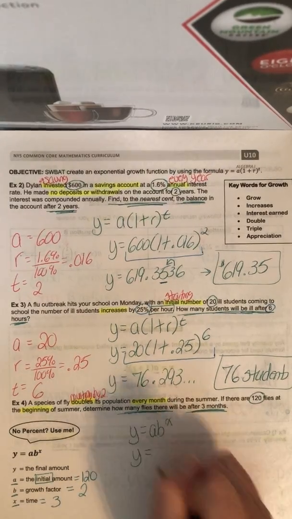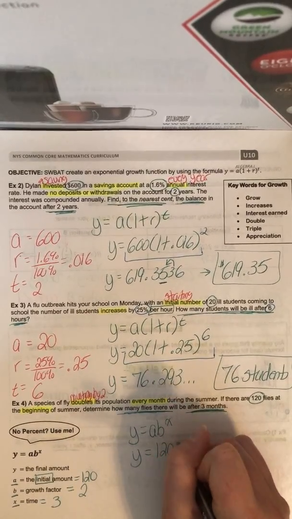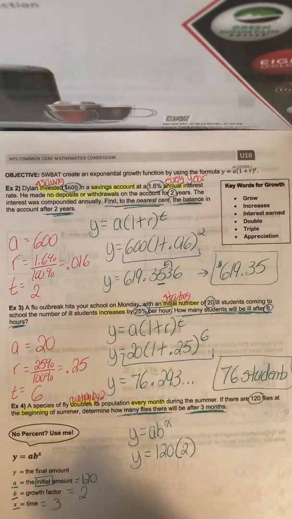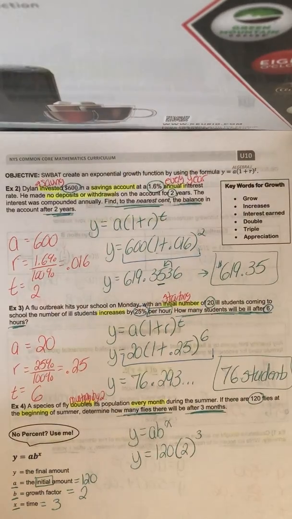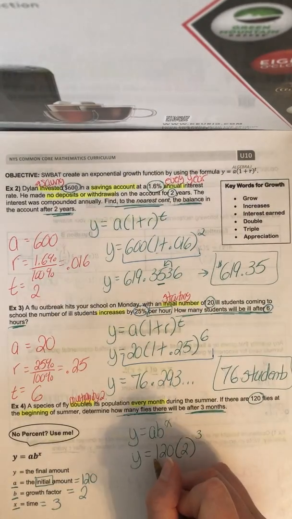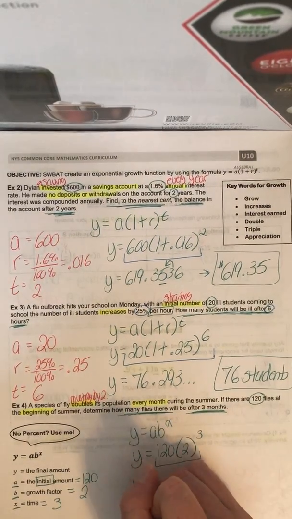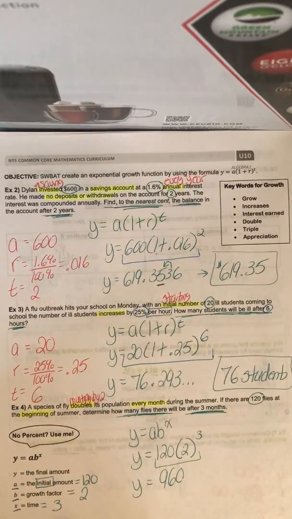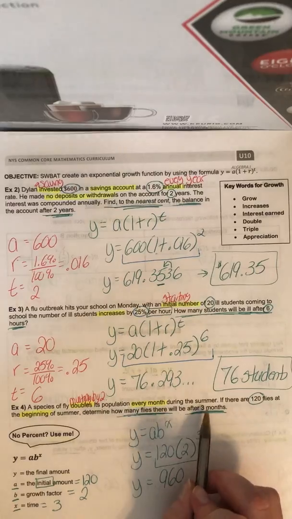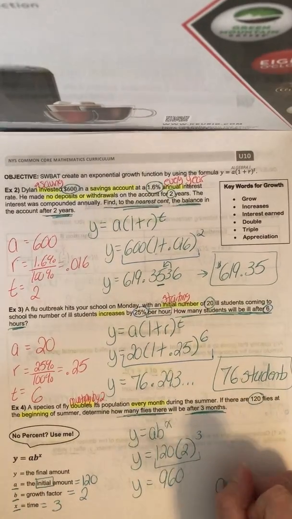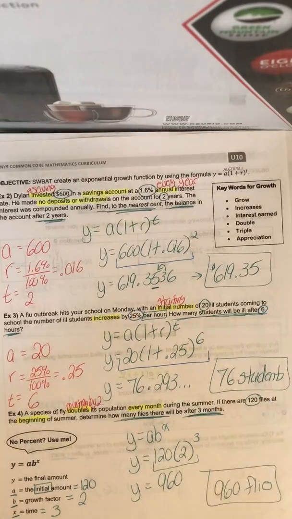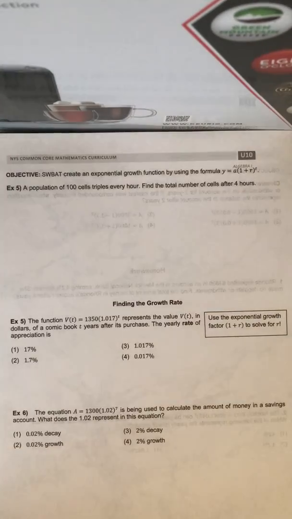So I have y equals A, which is 120, times B, which is 2, to the x, which is 3. That's it. Type this whole thing into the calculator at one time, and it should be a perfect number, 960. So how many flies will there be after 3 months? 960 flies.